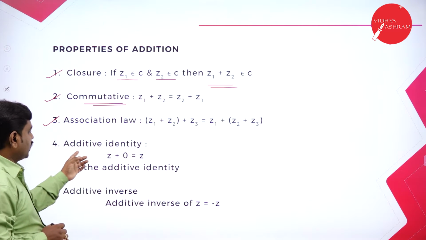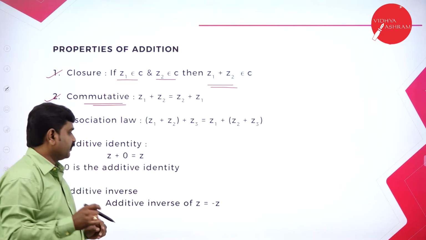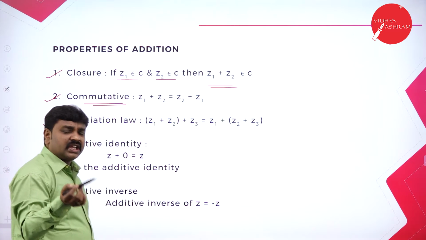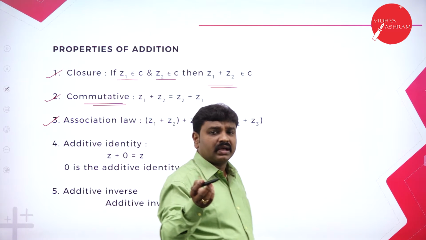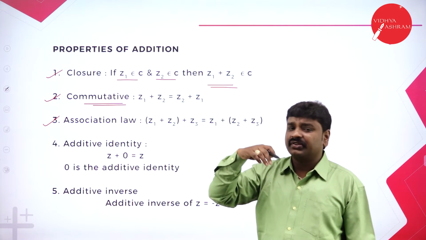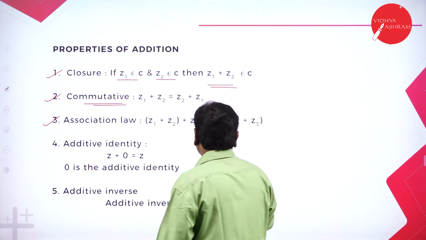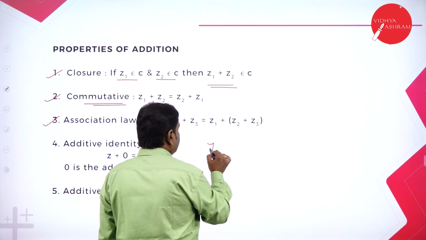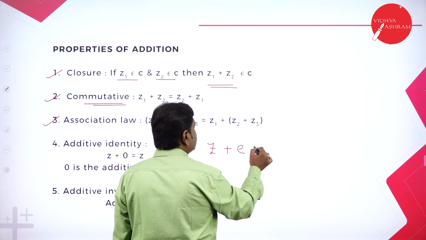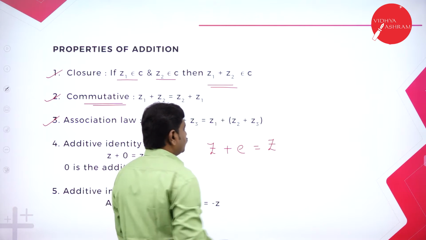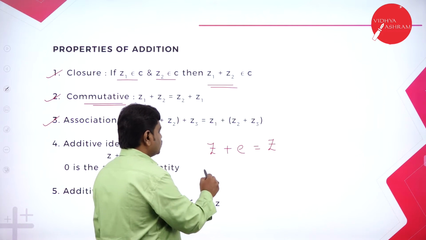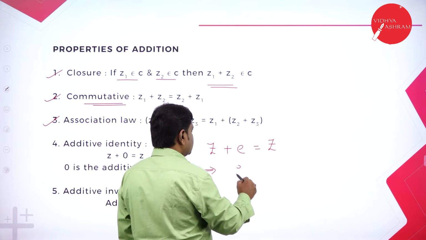After associative, additive identity. Additive identity means for any complex number, if you add a number, you should get the same number. So z plus identity should give you z only. So E is the identity. Solve this.